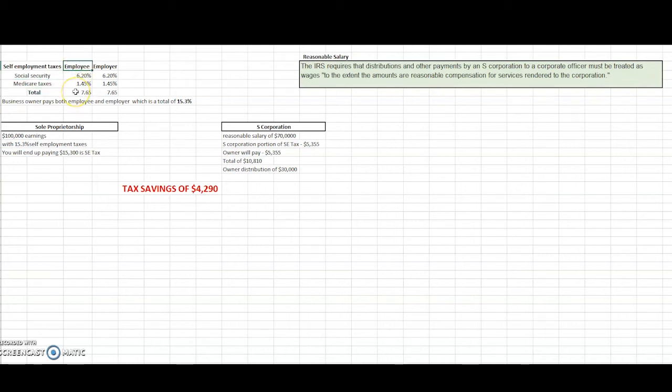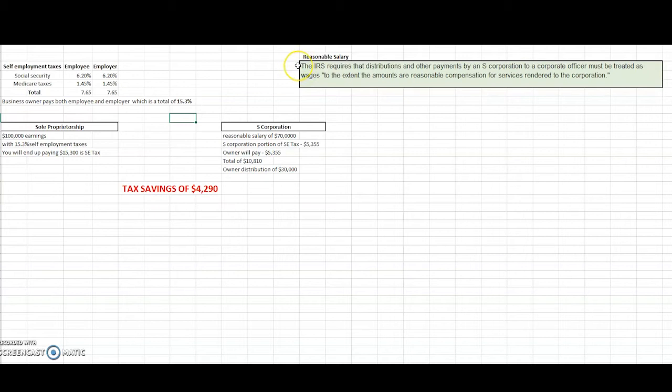The employee pays their portion of the self-employment taxes every time they get paid payroll. They pay 7.65% of it. And then the employer also has to pay taxes on behalf of the business, which is 7.65%. So if you're a business owner and you end up paying both the employee share and the employer share, those two add up to 15.3% that you're paying in self-employment taxes.